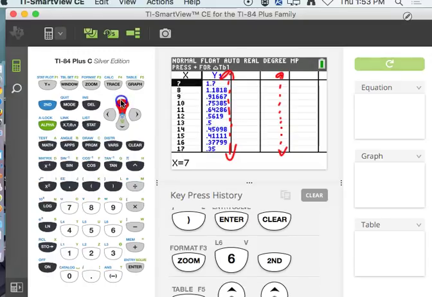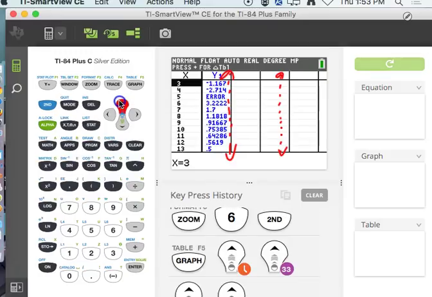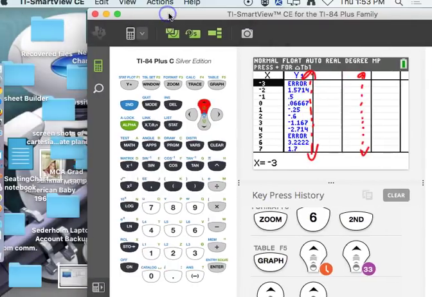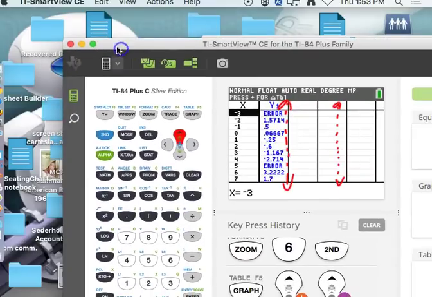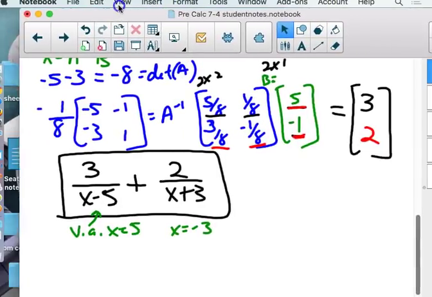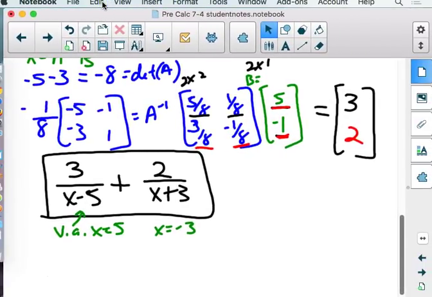And of course, it's going a little slow. And we see that 5 has an error. And that -3 has an error. And that's exactly what we needed to see. We needed to see that our asymptotes were really where they should be, and that our partial decomposition is going to work.